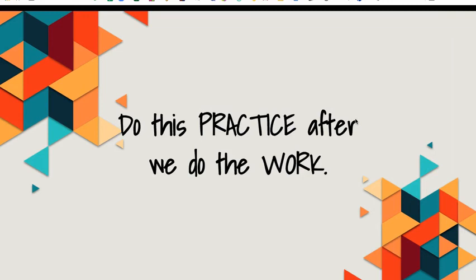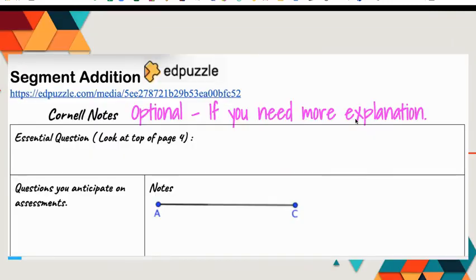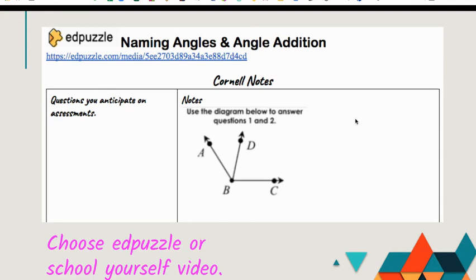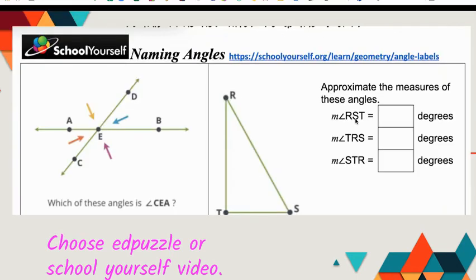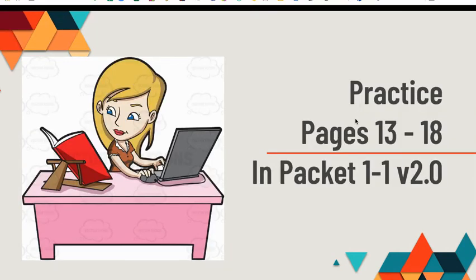Okay, now you have some practice to do. This one on segment addition is optional. Watch it only if you need more explanation. There are two ways to look at naming angles. The Edpuzzle also includes angle addition, so if you want to review angle addition, do the Edpuzzle. If you just need to name angles, do the worksheet yourself. All of these are in the packet, the packet 1-1 version 2.0. Make sure you finish pages 13 to 18. That's your homework.